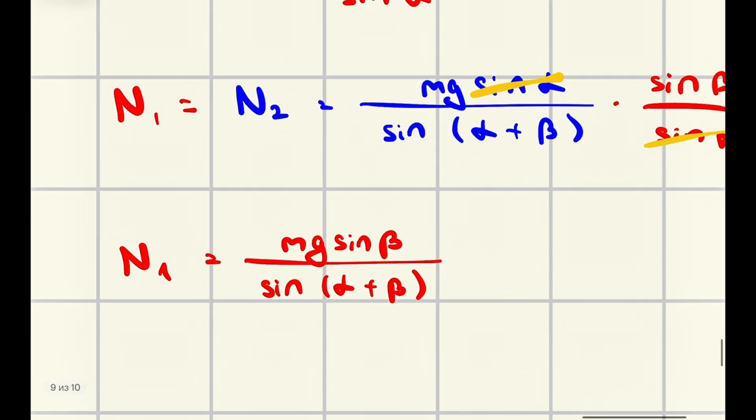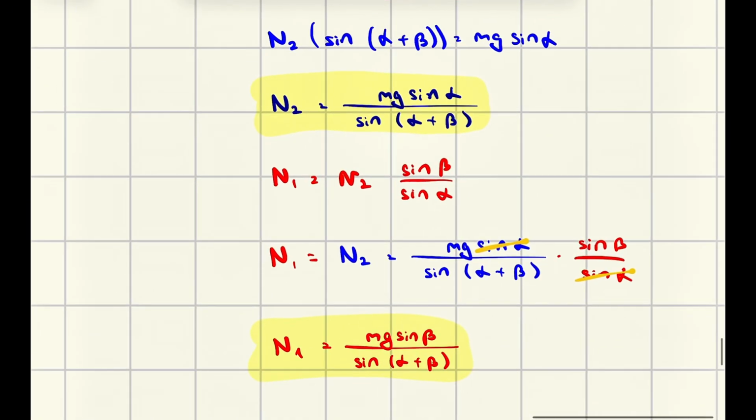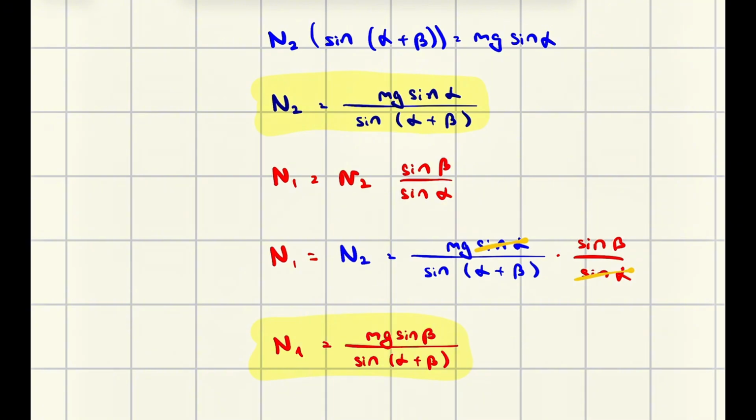Can it be our answer? Definitely, because we have mass, g is constant in our case, and alpha and beta are given. That's why let me highlight it. And you can see those two answers. N2 is mg sine alpha over sine alpha plus beta, N1 is mg sine beta over sine alpha plus beta.